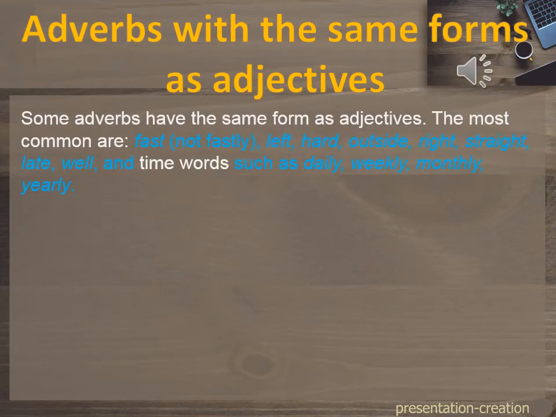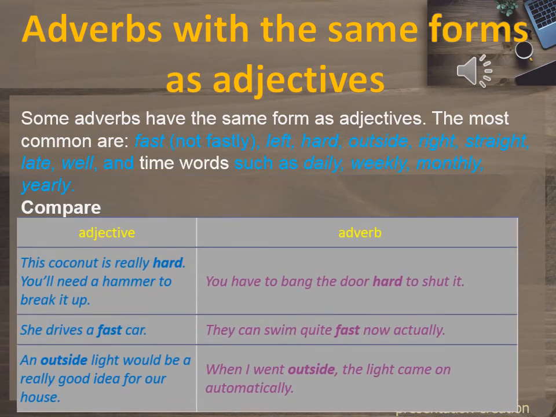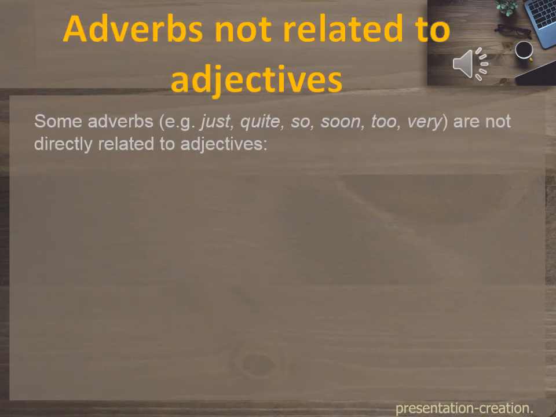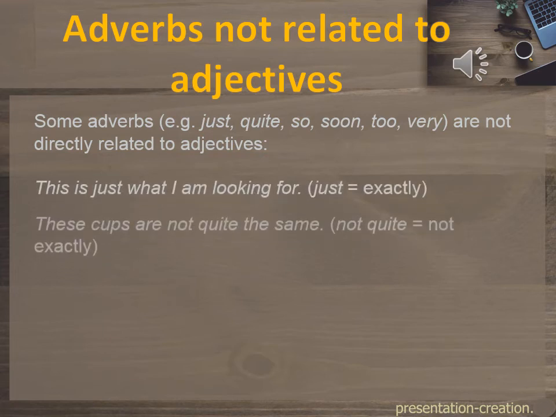Some adverbs have the same form as adjectives. The most common are fast, left, hard, outside, and some time words such as weekly, monthly, etc. And now stop the video please and read the examples in the table. Some adverbs are not directly related to adjectives. For example, just, quite, so, soon, too, very.